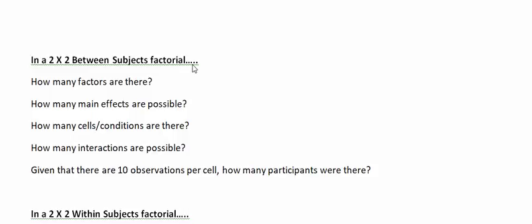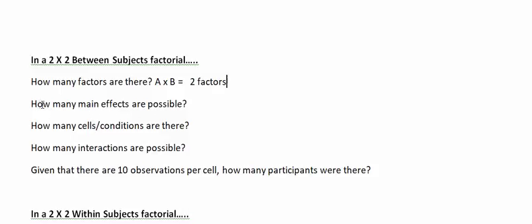So if you're following me, then the answer to the first question here is how many factors are there? Well, this could be rewritten as going factor A times factor B. And so the number of factors here would be 2, right? We have an alcohol factor and a sex factor, if that's what we did in the experiment we're talking about.